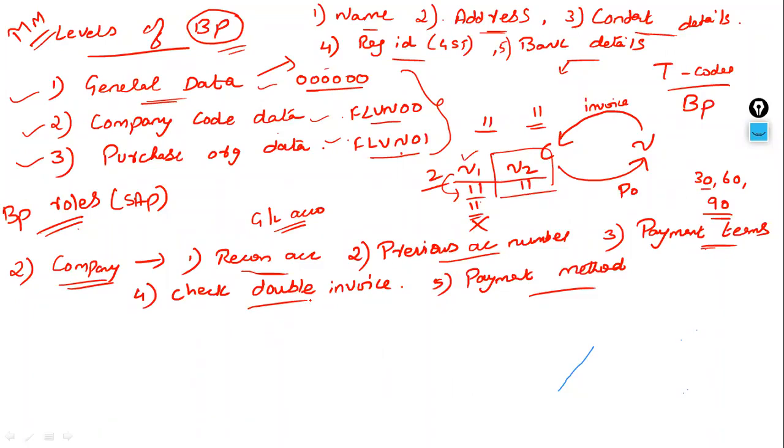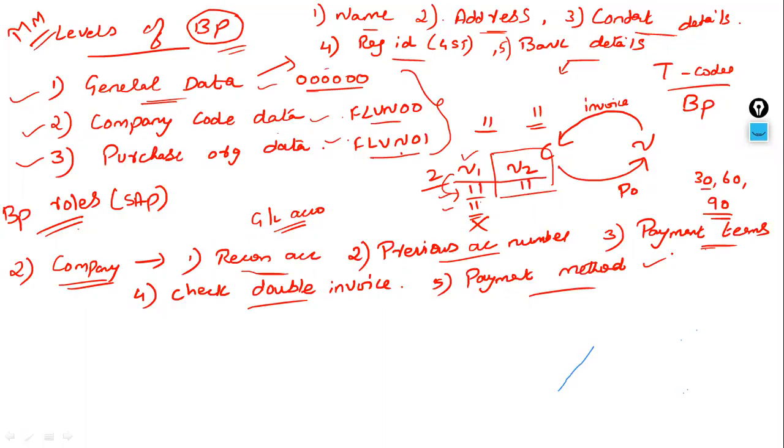When will this check double invoice come into picture? Whenever you are going to post the same invoice number for the same vendor, then the system will throw an error saying that you have already posted this invoice. Now you cannot post this invoice. Okay, and you have the payment method. Payment method will tell you on which basis you are going to do the payment to the vendor, through UPI, through check, or through bank transaction.